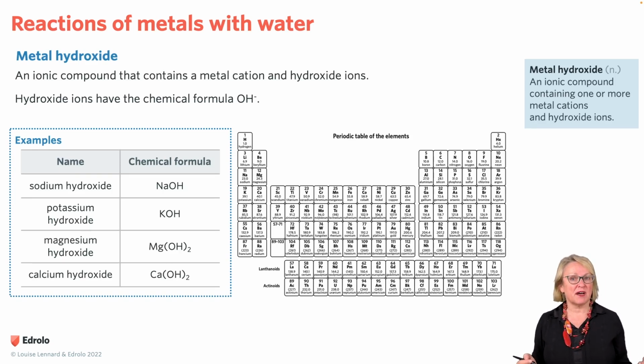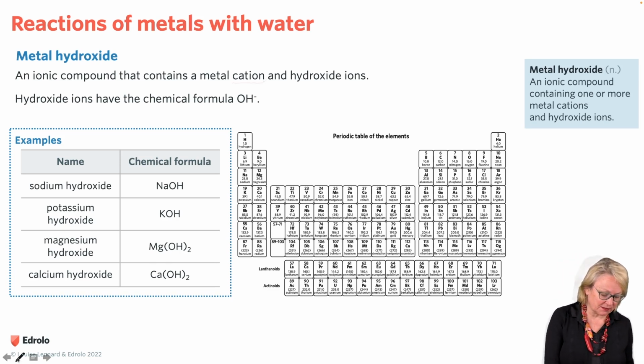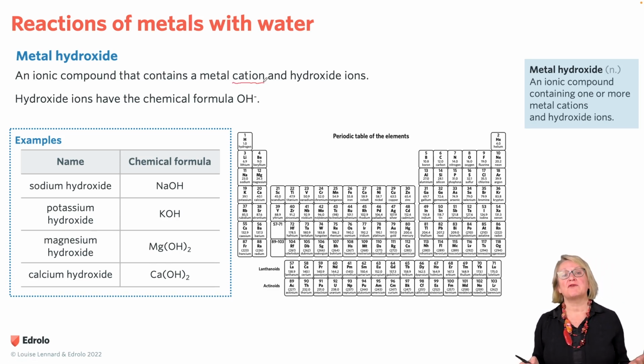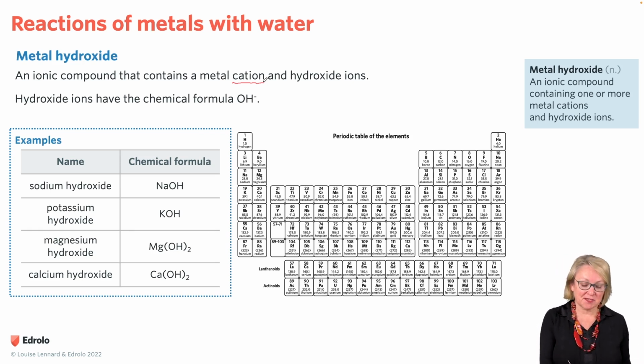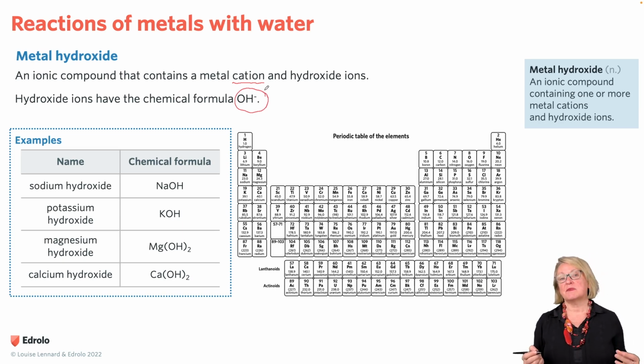A metal hydroxide is an ionic compound that contains a metal cation and one or more hydroxide ions to balance the charge. So hydroxide ions have the formula OH minus, and depending on the charge of the cation, there'll be one or more hydroxide ions present in the metal hydroxide.